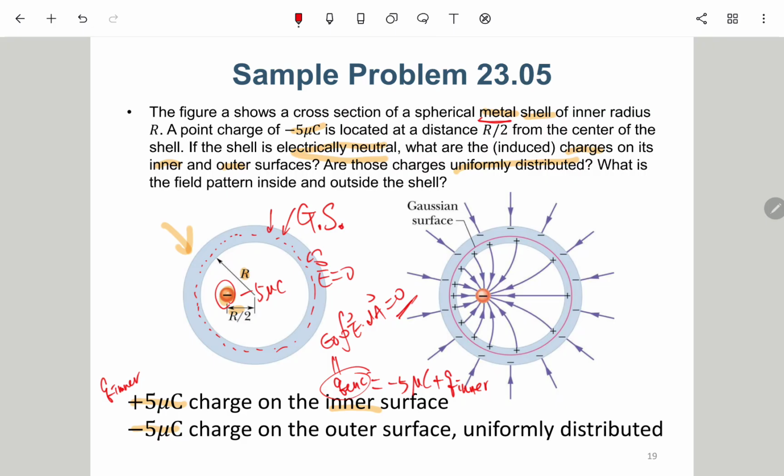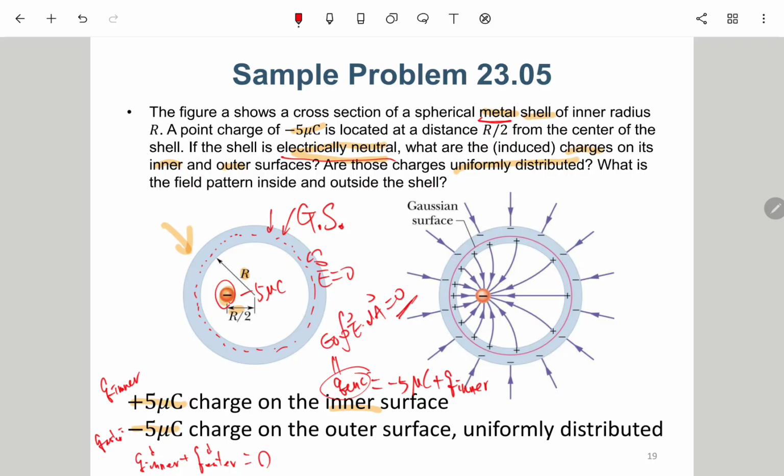Okay, and then thus, Q inner and Q outer should add up to be 0. Q inner plus Q outer must add up to be 0 because this sphere is electrically neutral. So as much as this is positive 5 μC, this one should be negative 5 μC. So this is Q outer here. It's negative 5 μC.